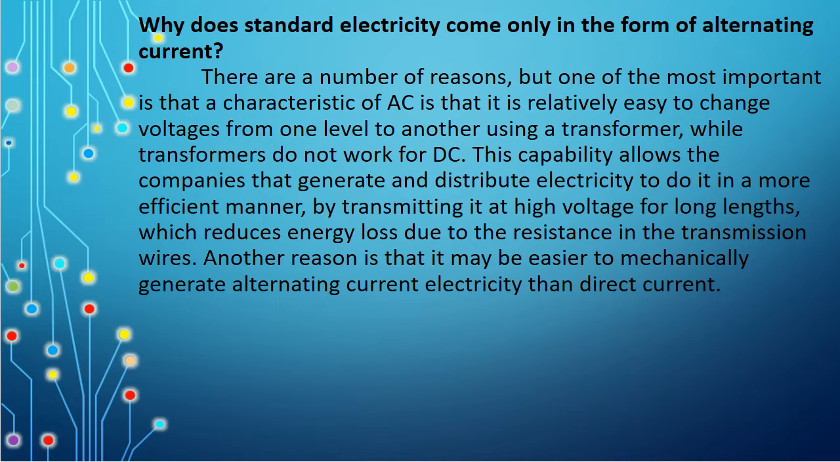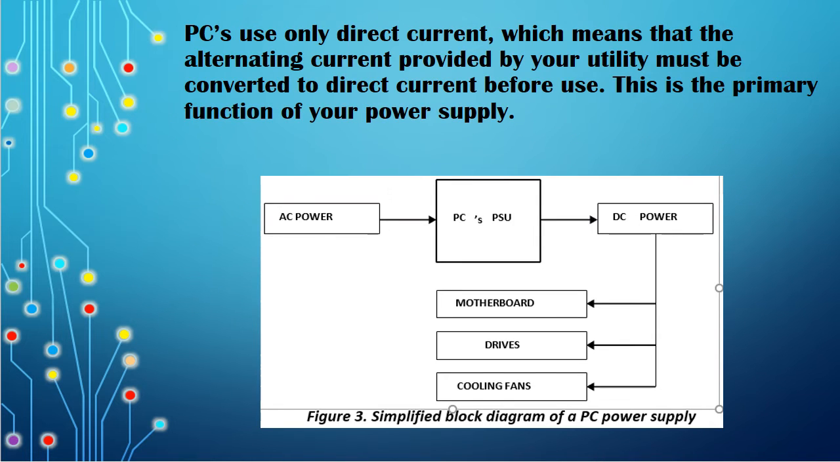By transmitting it at high voltage over long lengths, this reduces energy loss due to the resistance in the transmission wires. Another reason is that it may be easier to mechanically generate alternating current electricity than direct current. PCs use only direct current, which means that the alternating current provided by your utility must be converted to direct current before use. This is the primary function of your power supply.